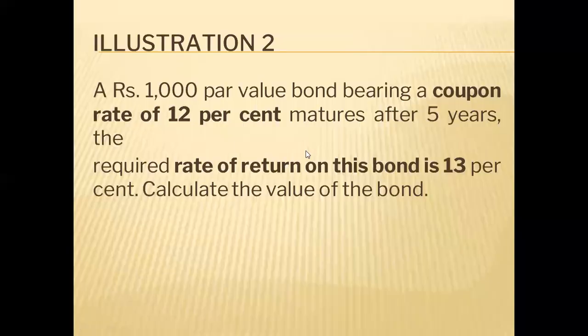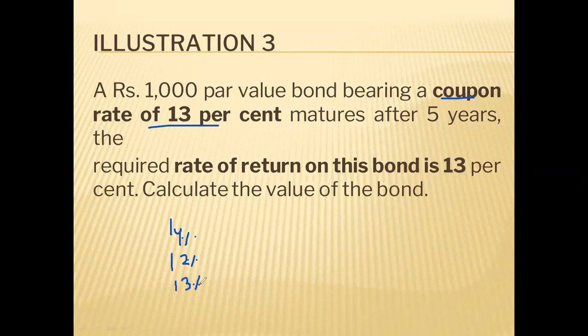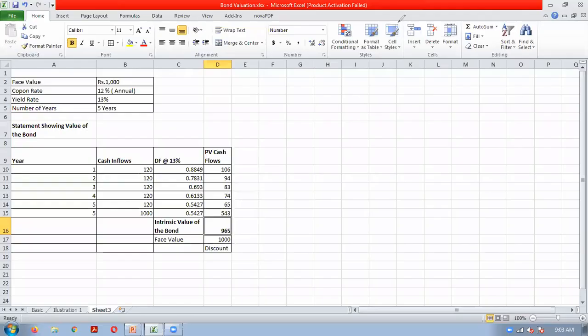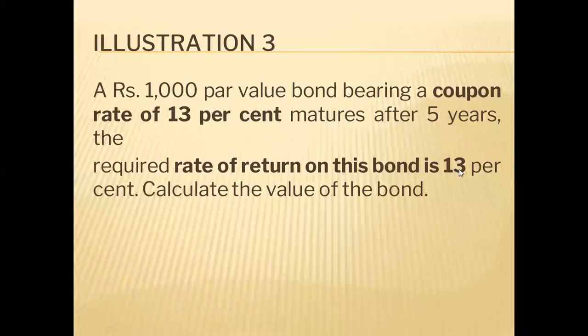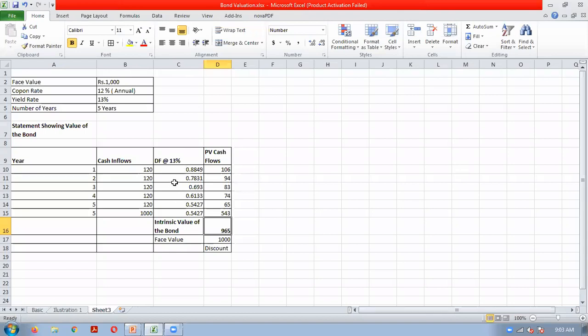Now, one more illustration we will take. Take illustration number 3. Here we have changed the coupon rate to 13 percentage. First we took 14 percentage, then we checked at 12 percentage coupon rate. Now we will be checking our bond at 13 percentage coupon rate. Let us see whether there will be any change in the valuation. We have tried to keep the discounting rate the same because otherwise your discounting factor would also have to change. That's why we have kept the discounting factor the same.